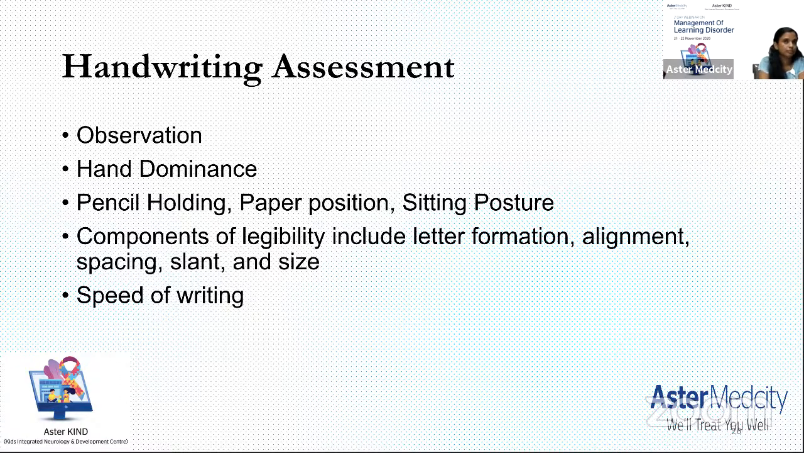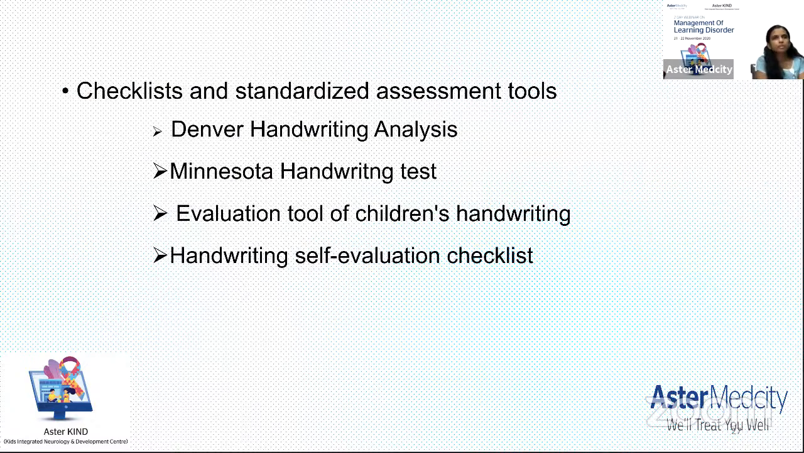We need to know which hand is dominant, the pencil holding pattern, their paper position while writing, and their sitting posture while writing. We also assess the components of legibility, which include letter formation, alignment, spacing, slant, size, and the rate or speed of writing. All these things we assess in the initial sessions, and later on we use checklists and standardized assessment tools. Some commonly used standardized assessment tools by occupational therapists are the Denver Handwriting Analysis.